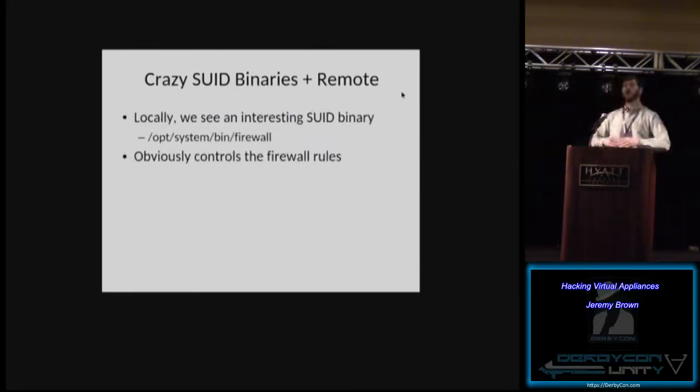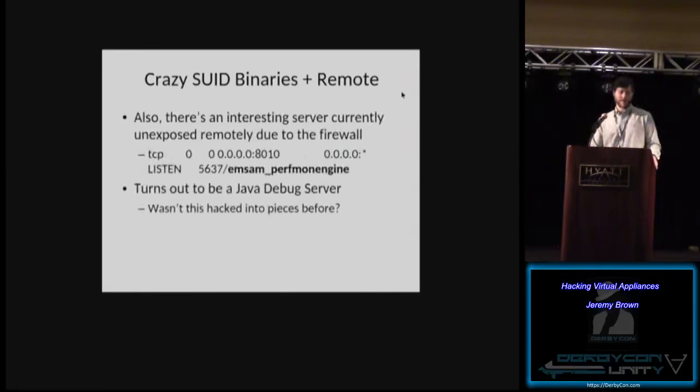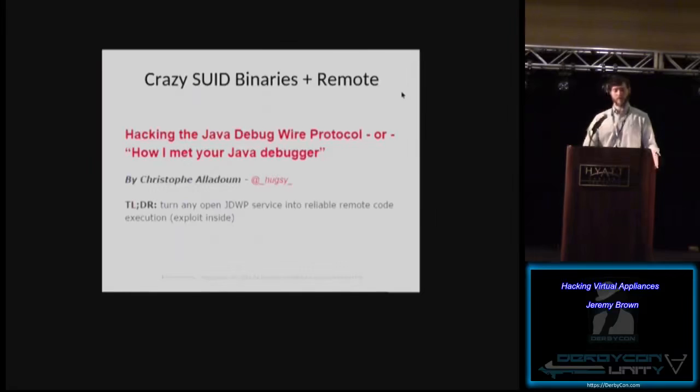Going on the issue of, okay, we can get a shell with cmuser or whatever other way, there's an interesting SUID binary here called firewall. Guess what that does? There's another service running on the system that is currently blocked by the firewall. On EMSAM, Perf engine, it's just a Java debug server. They named it something crazy. I don't know if you guys have ever looked at Java debug server or heard of it. It was murdered a year or so ago. When I say murdered, of course I mean hacked to death.